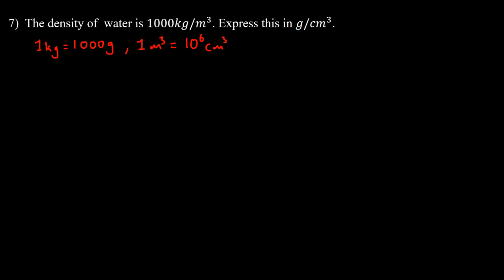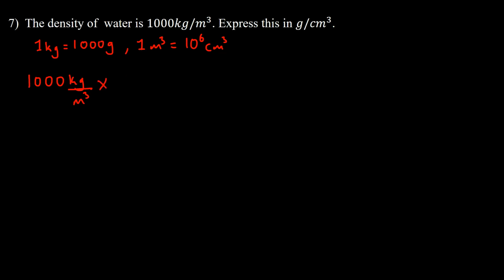We can now put these conversion factors into fractions and then start the conversion process. So we can write 1000 kg per cubic meter and then multiply it by our first conversion factor. We want to cancel out a kg, so let's write it in this way, with the cubic meters like that.